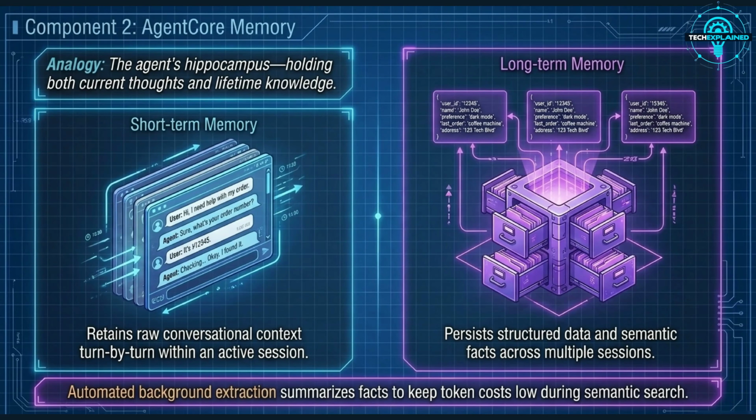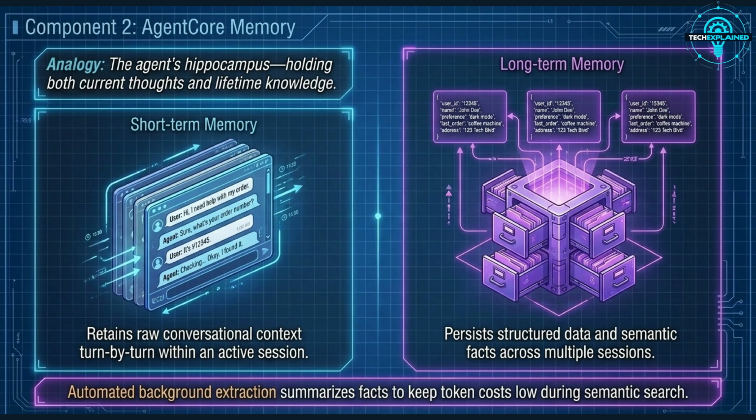Now let's move to component 2, AgentCore memory. This is one of my favorite components because the analogy is so intuitive. Think about your own memory. Right now, you're holding on to everything I've said in this video. That's your short-term working memory. But you also remember things from years ago, facts, experiences, skills. That's your long-term memory. AI agents need exactly the same thing.